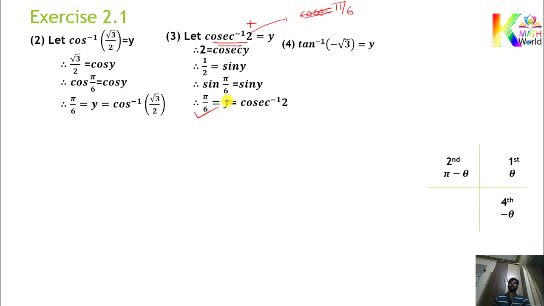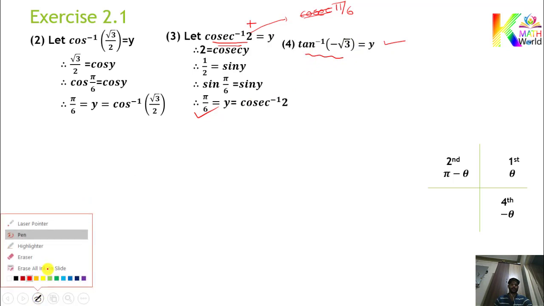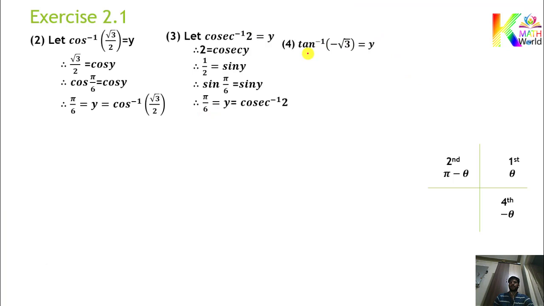Now, in the same way, first we see the calculation. Suppose we consider tan inverse of minus root 3. We have to calculate this value, so consider it as y. So what can we write? Minus root 3 equals tan y. We just need to remember this structure.